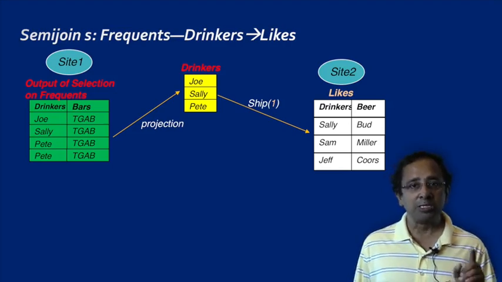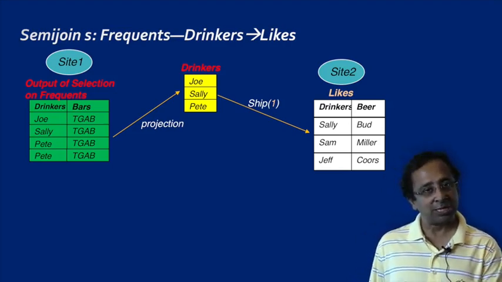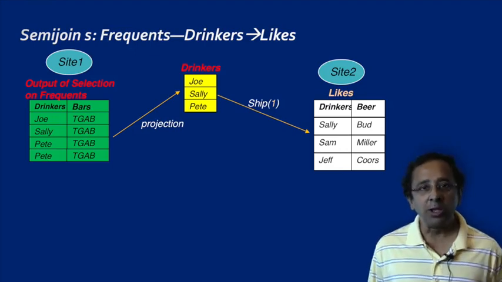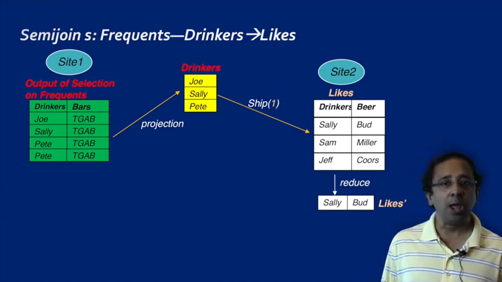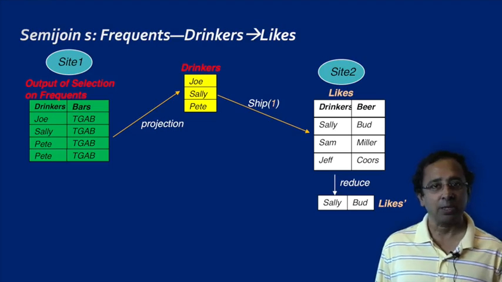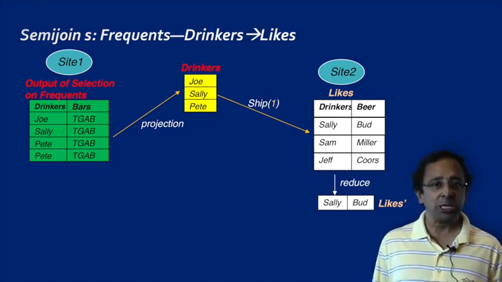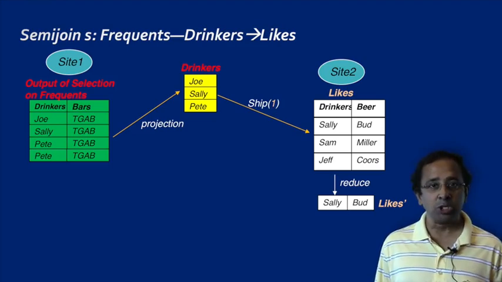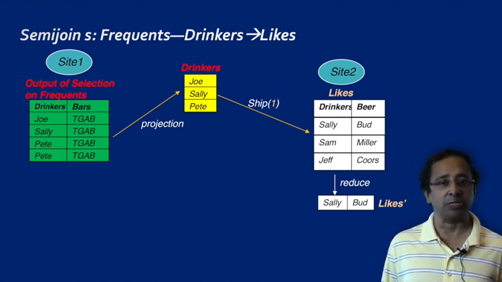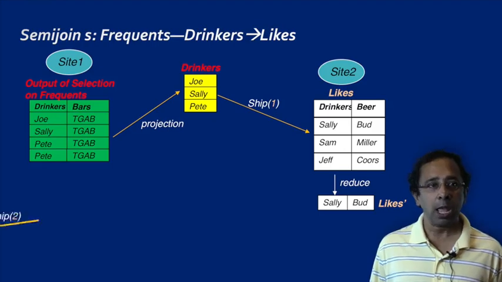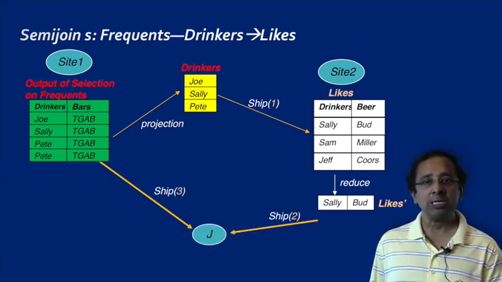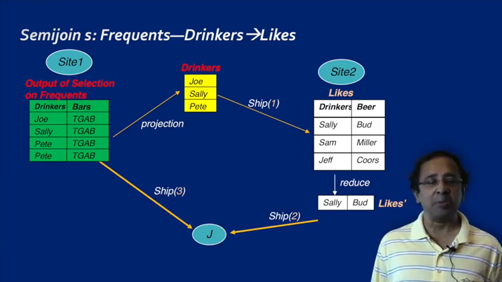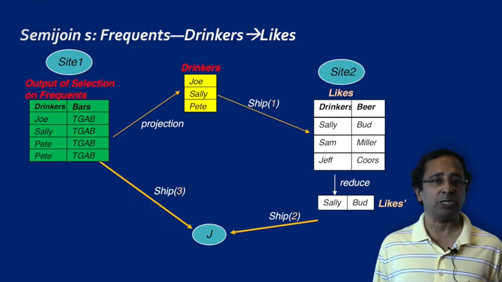This one-column table is now shipped to site 2, which has the likes relation. Now at site 2, the shipped relation is used to find matches from the drinkers column, and it finds only one match called Sally. So the corresponding result tuples, in this case only one tuple, is produced at the end of this operation. Now, the original table and the matching table are shipped to the last step of the operation to finish the join operation.